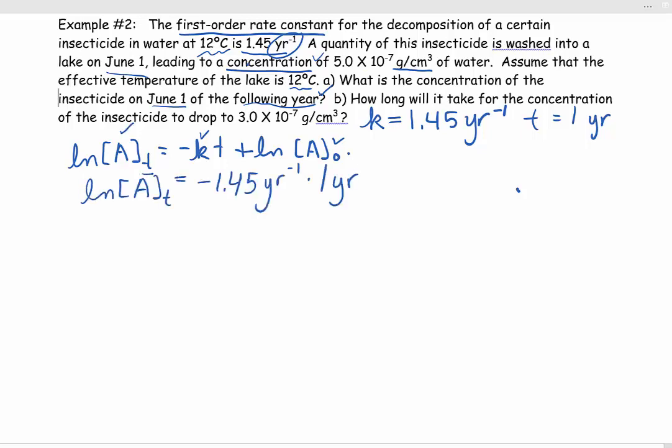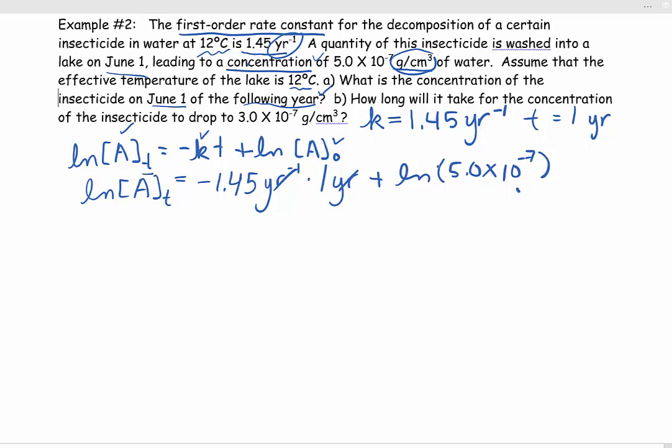So our rate constant K and our time, 1 year, notice those cancel. We're adding the natural log of A naught, which is 5.0 times 10 to the minus 7th. And notice that even though we have these strange units of grams per centimeter cubed, we don't need to convert those to molarity unless the final answer needs to be in molarity. So we can go ahead and express our final answer in these same units.